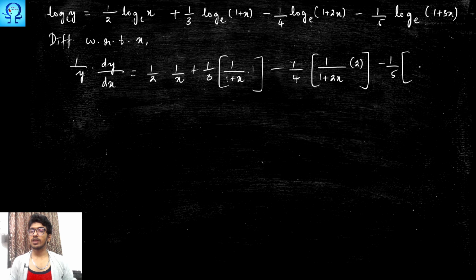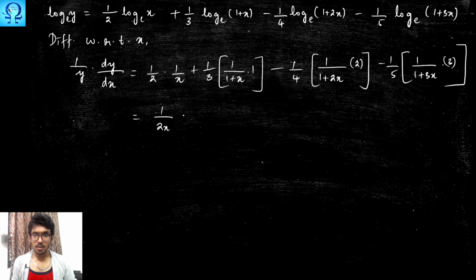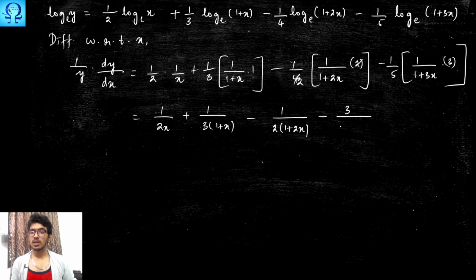minus 1/5 times, as we did for the previous cases, here we will get this quantity. So this is 1/2x plus 1/3 times (1 plus x). You can cancel these two terms. So you would get 1/(2 times (1 plus 2x)) minus 3/(5 times (1 plus 3x)). This is what? This is 1/y times dy/dx. We need only dy/dx.